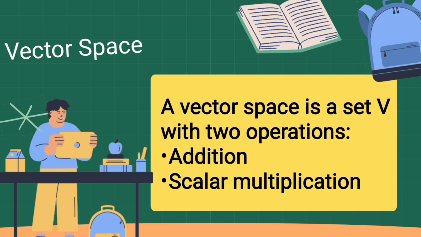Definition of a vector space. A vector space is a set V together with two operations, addition and scalar multiplication. These operations must satisfy 10 specific axioms. Scalars usually come from the real numbers, but in general, they can come from any field. The key idea is that if a set and its operations obey these rules, then we can treat its elements as vectors, even if they don't look like arrows or coordinates.